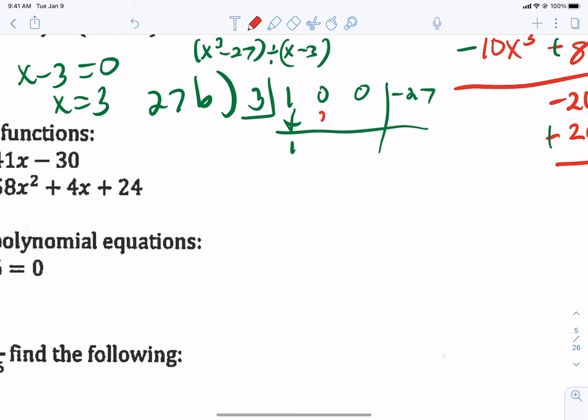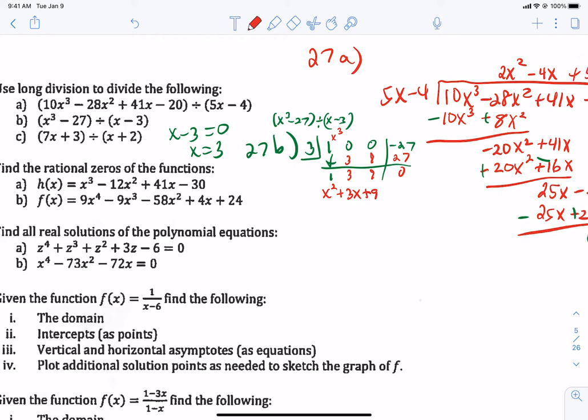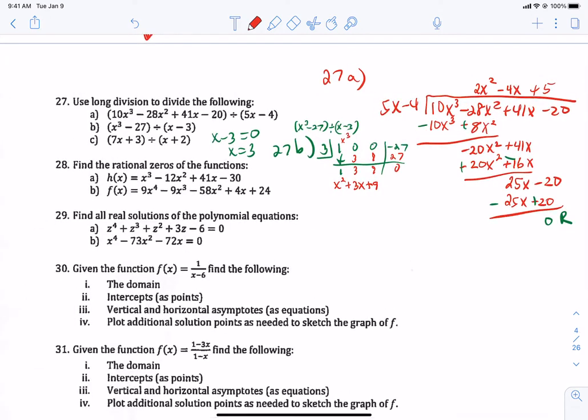So we're going to multiply, write it down, add them up, multiply, write it down, add them up, multiply, write it down, add them up. Now we got to put our x's back on. This was a cube, so this becomes a squared. And that's it. So that is that. Any questions on division?